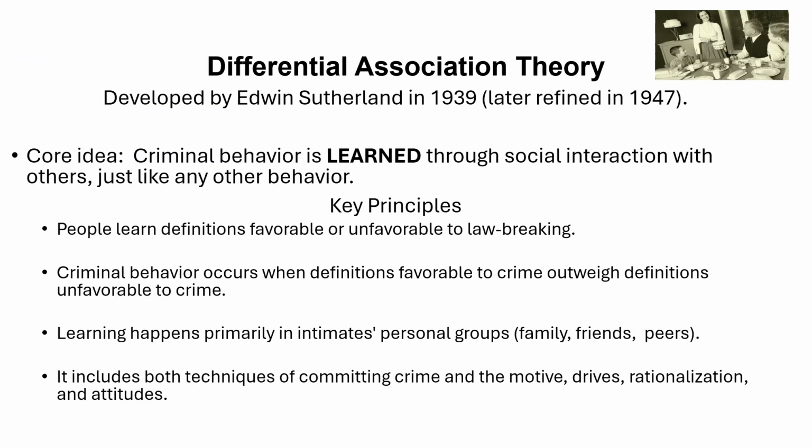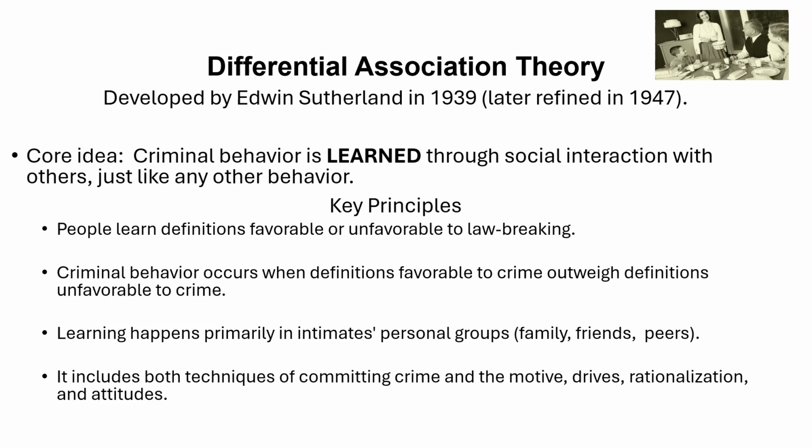Let's begin with differential association theory. Differential association theory was developed by Edward Sutherland in 1939. Later, in 1947, it was refined. The core idea basically is that criminal behavior is learned through social interaction with others, just like any other behavior. The key principles are people learn definite favorable or unfavorable behaviors to law breaking. Criminal behavior occurs when the definitions favorable to crime outweigh definitions unfavorable to crime.